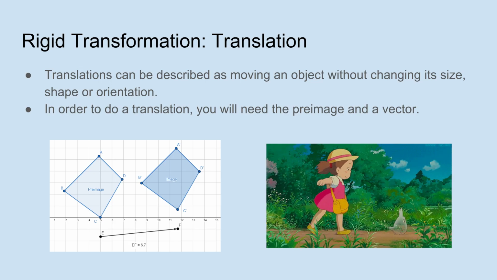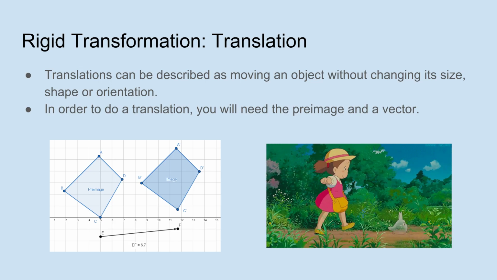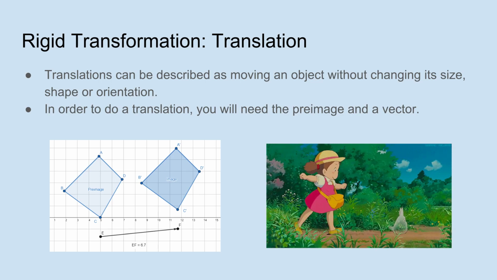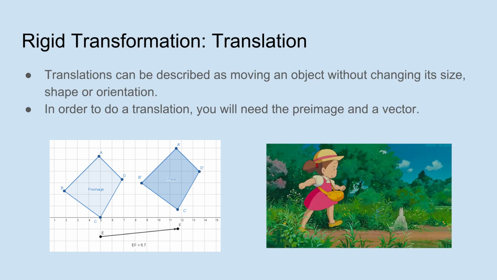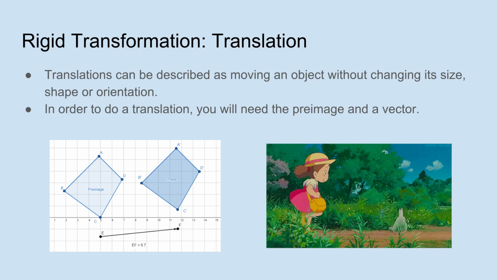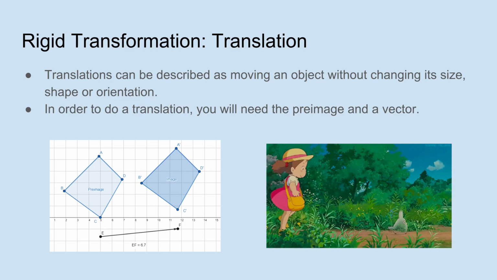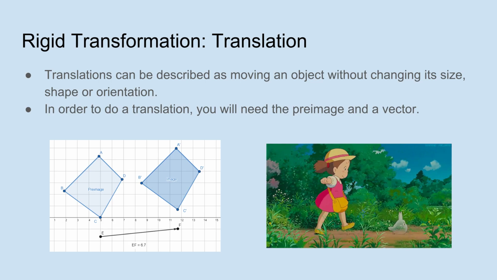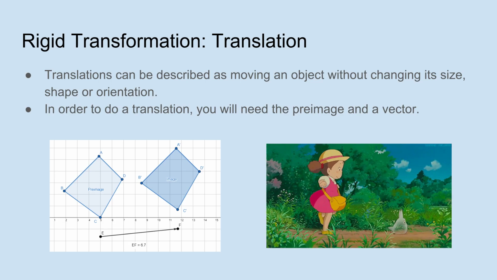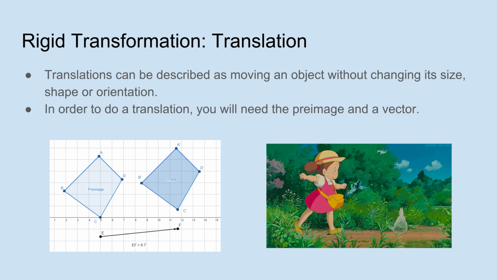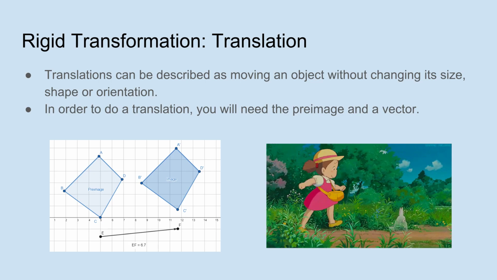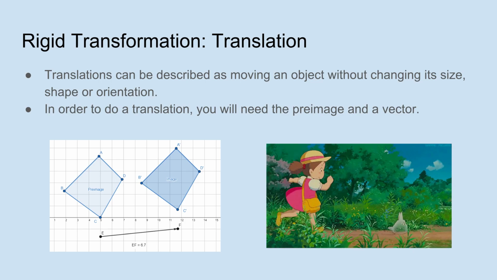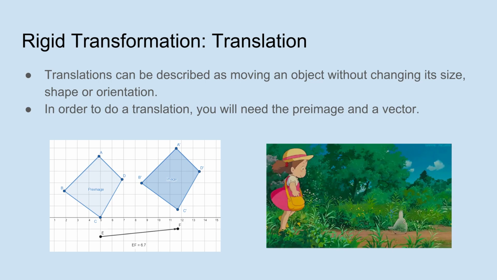Translations can be described as moving an object without changing its size, shape, or orientation. One real-world example of a translation is if you were standing still and decided to take a few steps forward. In a sense, your initial position would be the preimage, taking the steps forward would then be the translation, and then your ending position after the step would be the image. The important thing to note is that throughout this entire process, you have to be standing or facing the same direction because you want to preserve that orientation.